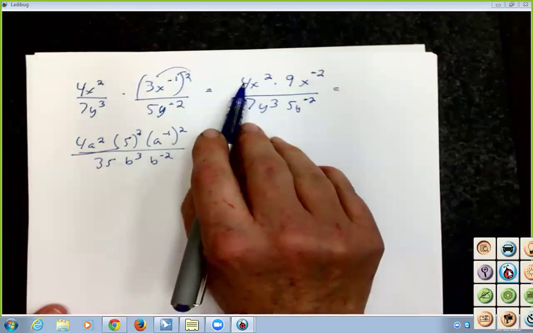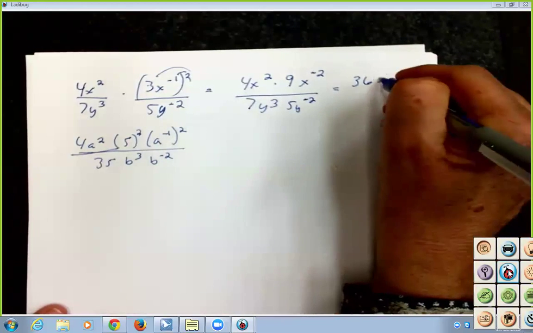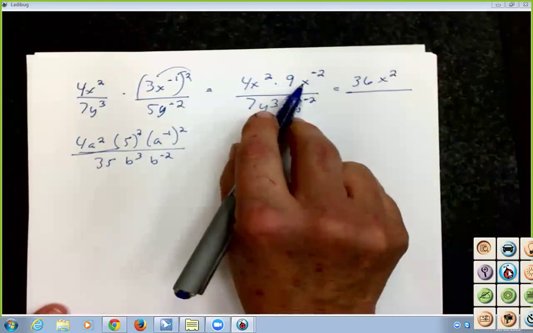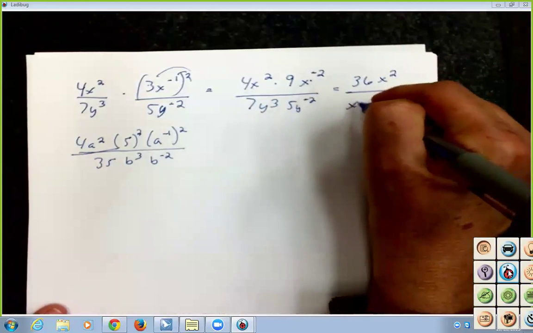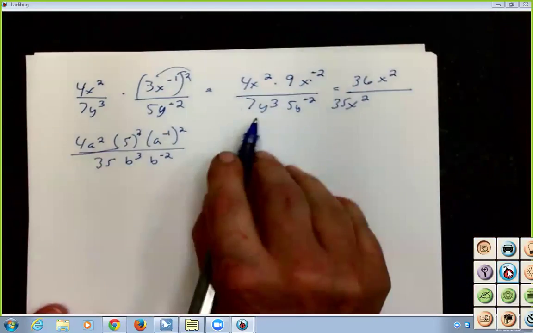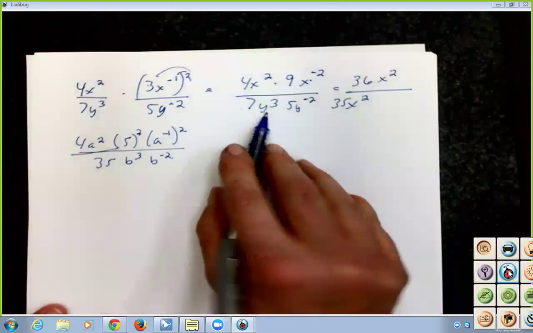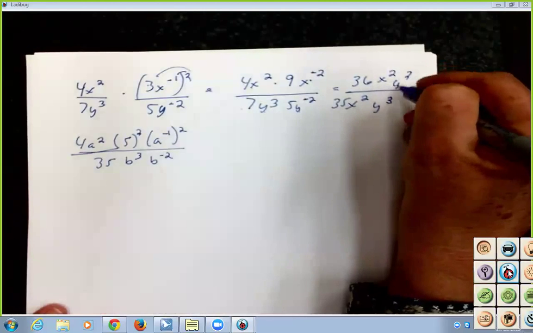Then I got to multiply. 4 times 9 gives me 36. X squared stays on the top. And this x to the negative second goes on the bottom. 7 times 5 is 35. And then y cubed stays on the bottom. Y to the second goes on top.